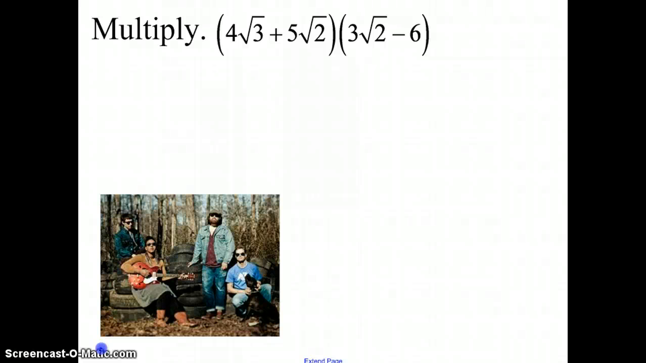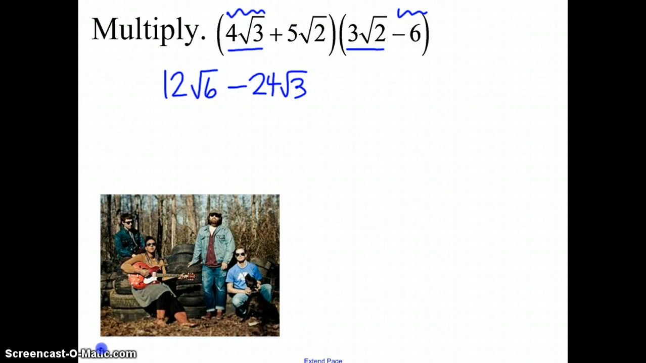We've multiplied 2 sets of polynomials, so basically we're just foiling. Firsts. Well, 4 times 3 is 12. Root 3 times root 2 would be root 6. Outers. That's those two. 4 root 3 times a negative 6. Well, 4 times negative 6 is negative 24, and the root 3 comes along for the ride.